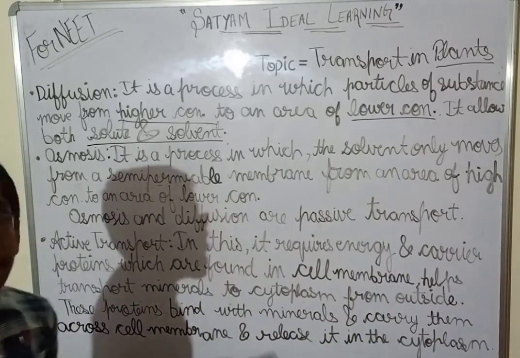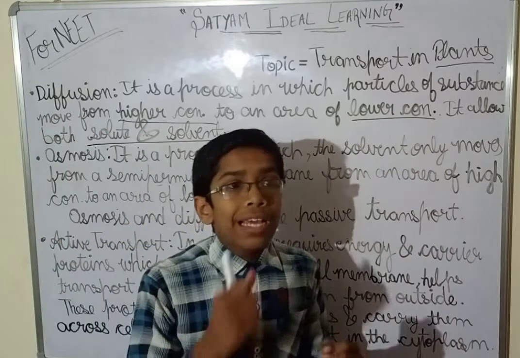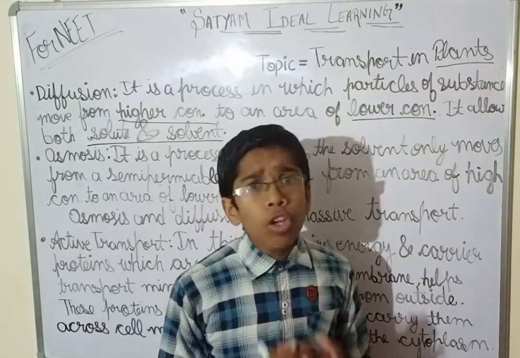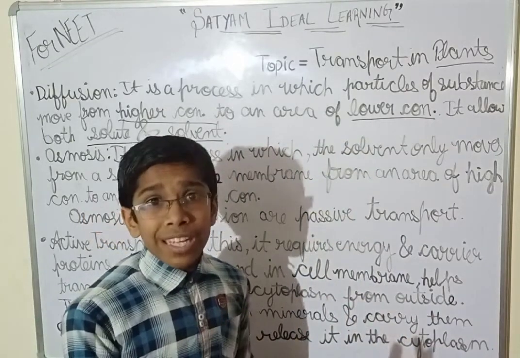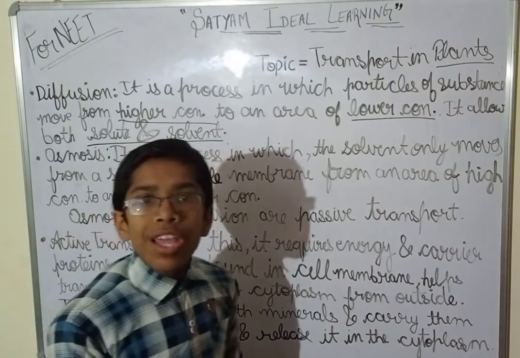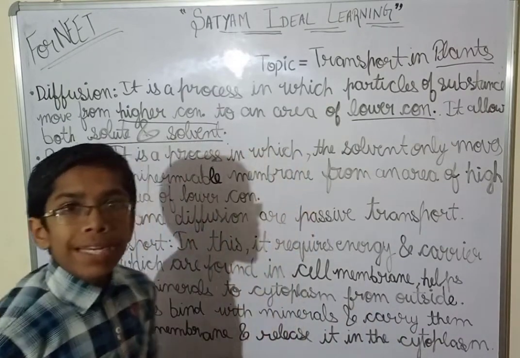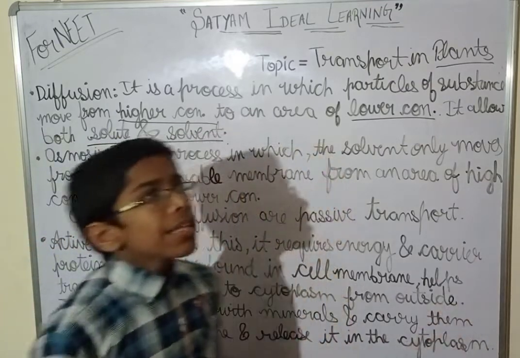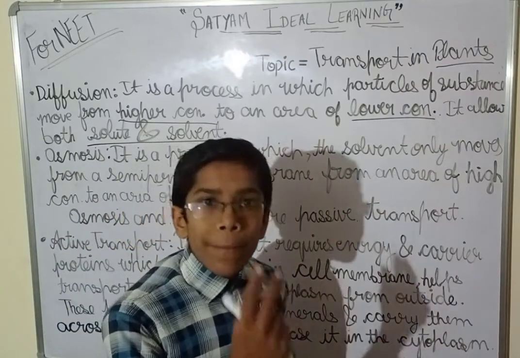Okay. Now see how diffusion occurs. If there is a root of a plant, and the root is surrounded by water in the soil. There is a root in the soil, and in the soil there is water and minerals. Minerals are dissolved in water. Now what will happen? The roots have a membrane.